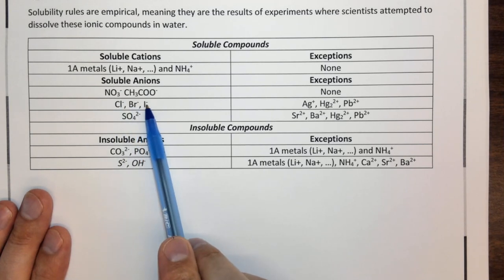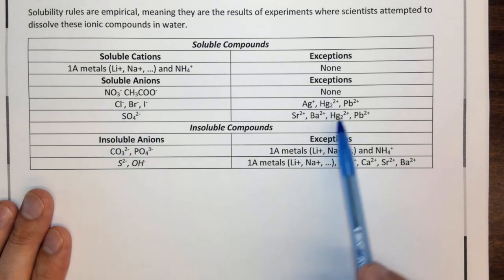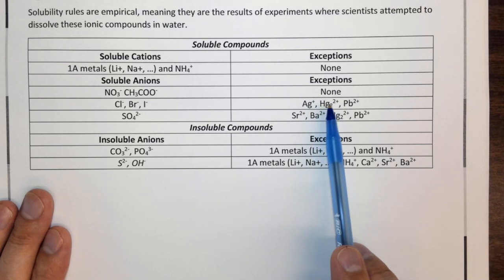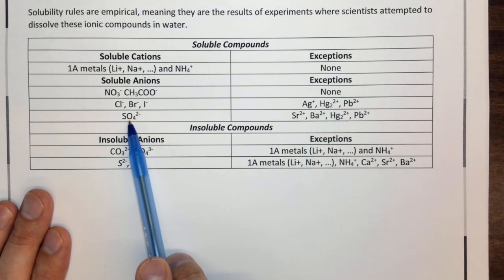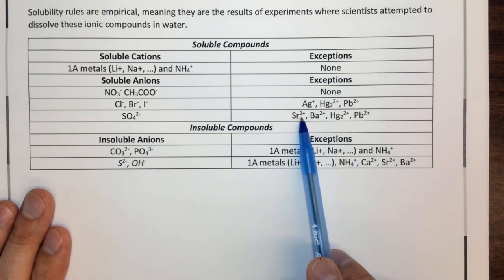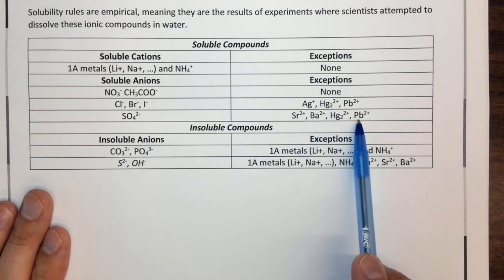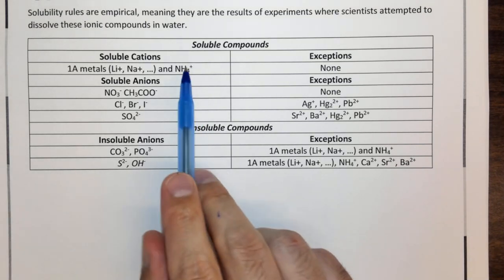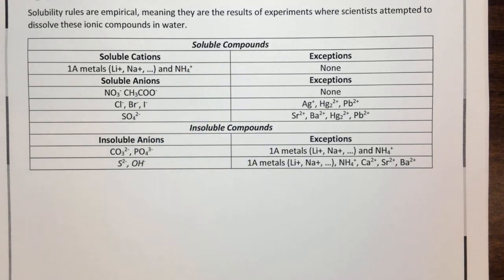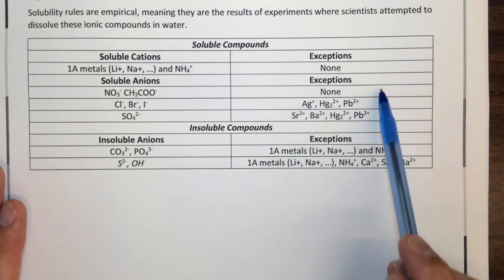Chloride, bromide, and iodide are usually soluble, unless they're with silver, mercury, or lead. And sulfate compounds are usually soluble unless they're with strontium, barium, mercury, and lead. I should note that solubility tables like this, which you do need to know, are somewhat different depending on where you look. The reason for that is soluble is a qualitative term, so what one considers soluble, another may not. But these are the general rules you need to know for this course.